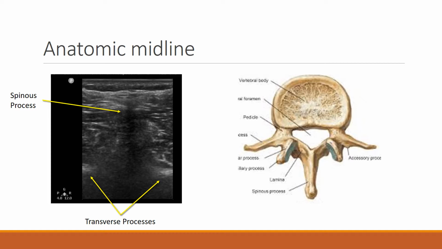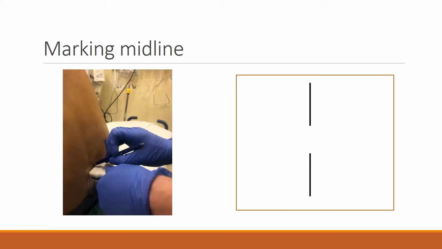So begin with the probe in the transverse position to identify the anatomic midline. We're looking for the spinous processes, which will show up as a hyperechoic structure with posterior shadowing. This can be confirmed if we can see the transverse processes in one image, as we can see here. Once we have the midline, we're going to mark on either side of our probe to get two lines looking like this.